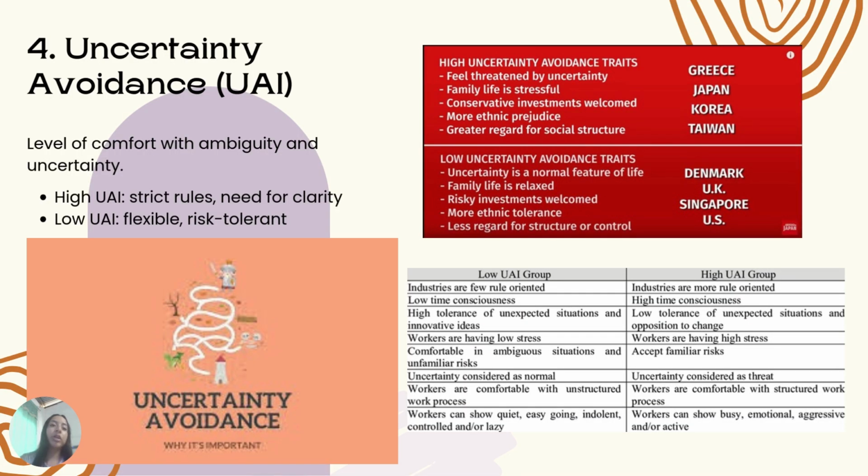The number four is uncertainty avoidance. Cultures with high uncertainty avoidance prefer structure, rules, and predictability. Low uncertainty avoidance cultures are more comfortable with ambiguity and change. This influences how people interpret messages and deal with unfamiliar situations.